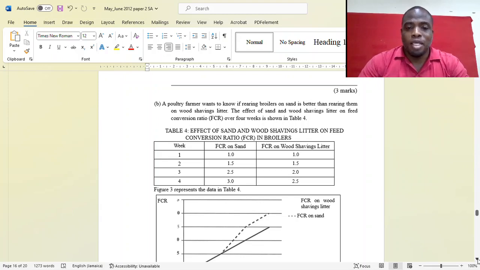So what you want to look at for the fourth week: FCR on sand, you have 3.0 to 1. So what this really means is that 3.0 kg of feed would provide them with 1 kilogram of weight, while growing the birds on sand. While growing them on wood shavings, 2.5 kilograms of feed will allow them to gain 1 kilogram of weight. And this is what we're talking about. We have less feed on the wood shavings providing that same weight.